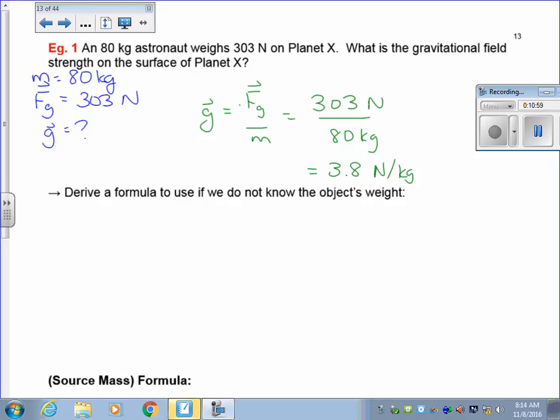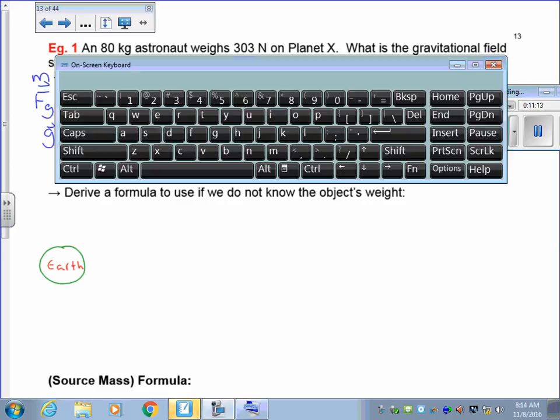What we want to do now is derive a formula that we can use. So let's say we have our situation where we have our object creating the field. So let's say this is Earth, and then we have our test object far away. Okay.